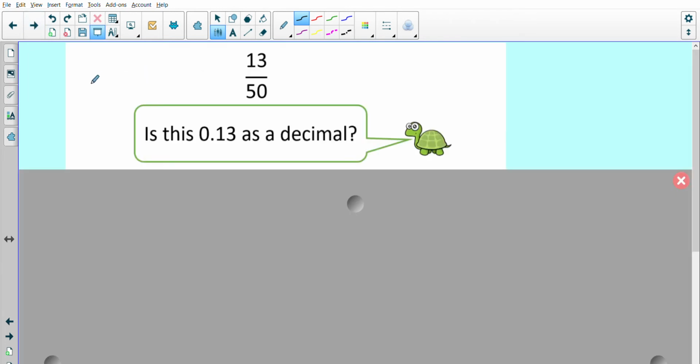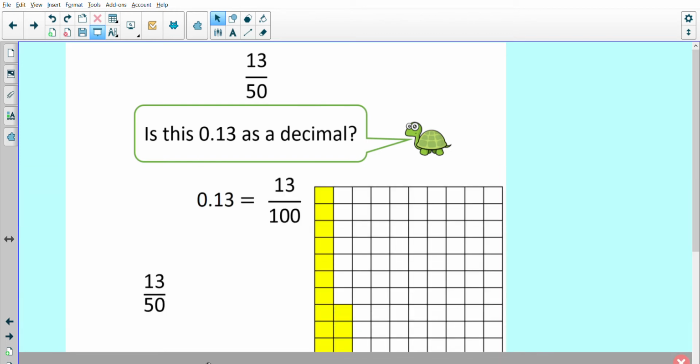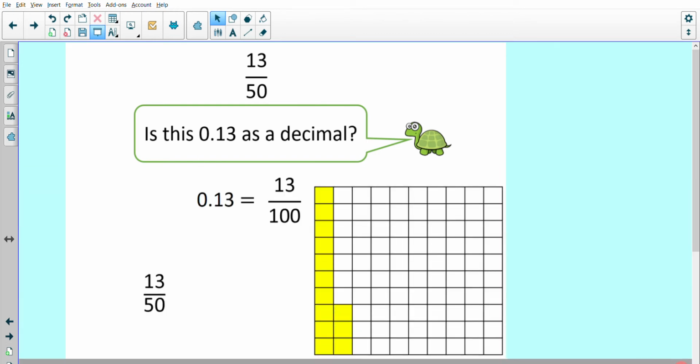So 13 out of 50, 13 50ths. Is this 0.13 as a decimal? Have a think. Listen on when you're ready to hear. So 0.13 is 13 out of 100. Here it is coloured in, 1 tenth and 3 more hundredths. Is that the same as 13 50ths? Well, you should be saying no, this is a 100 square, it's 13 out of 100. So 0.13 is not 13 50ths.